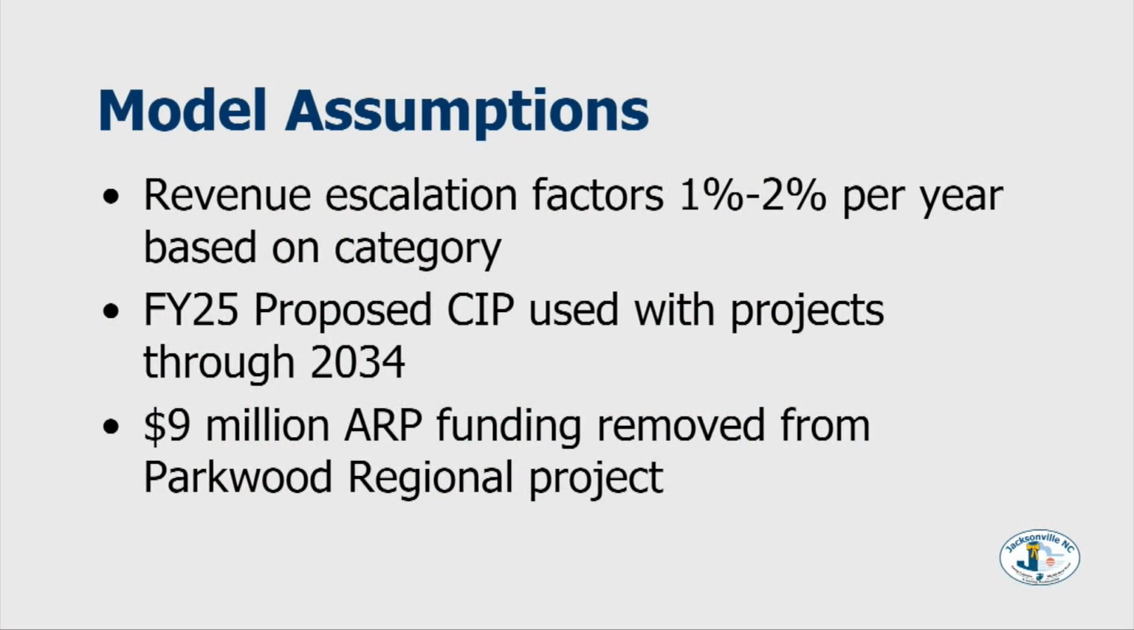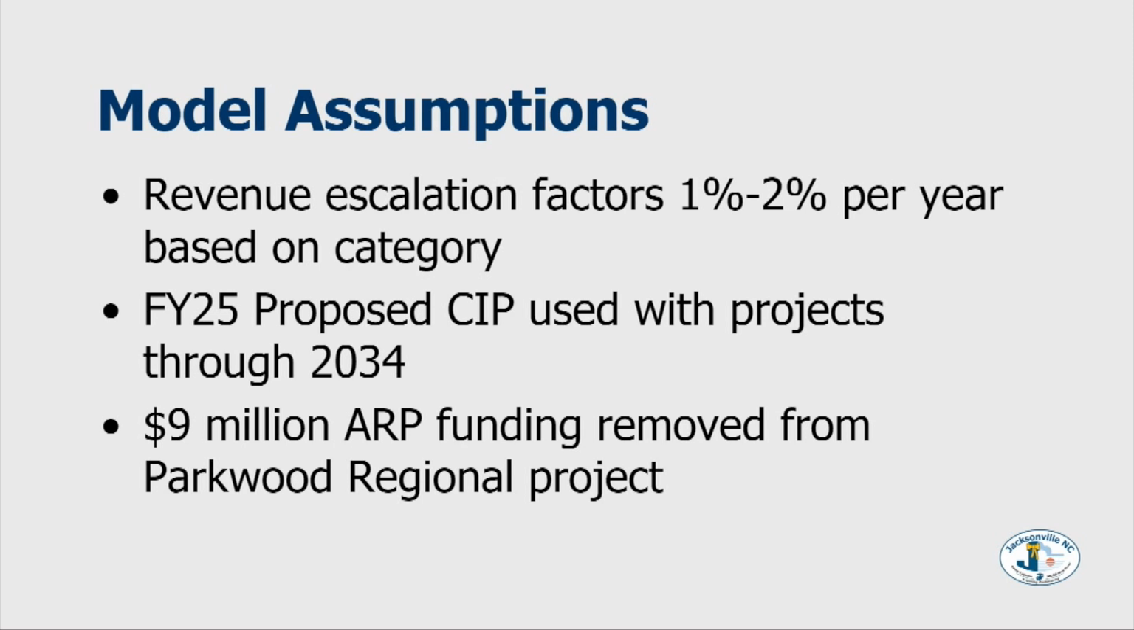We escalate the revenue as well. However, revenue doesn't escalate, unfortunately, quite as much as the expenses do, but 1% to 2% per year based on the category. That's not on the water and sewer, the meter count and the size. That is based on the actual usage and the revenue where we are. So it's not the same, but the other revenues like the water tower leases and things like that. And then for the CIP, as Wally said, we use the FY25 proposed CIP, and those projects are through 2034.